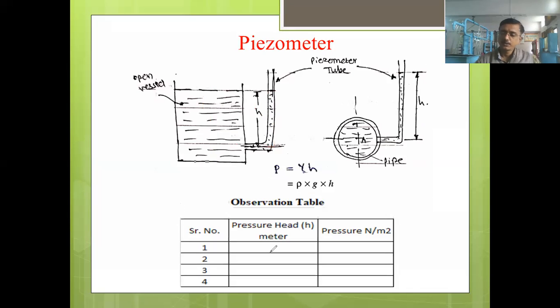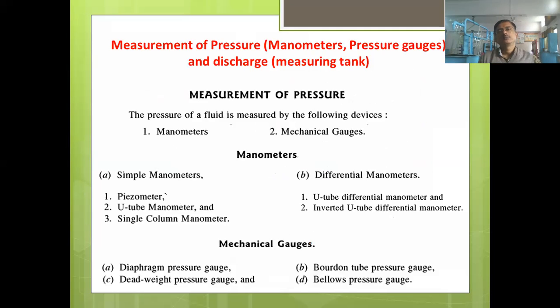So first of all, write the title in your notebook. तुमच्या notebook मध्ये title लिहा. Practical number 1. Write the title: Measurement of pressure using manometers and pressure gauges, and discharge measurement by using measuring tank. Discharge measurement using measuring tank.